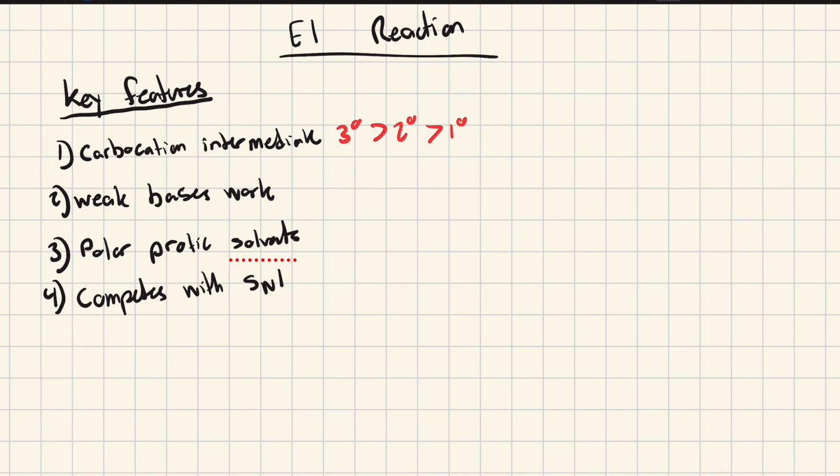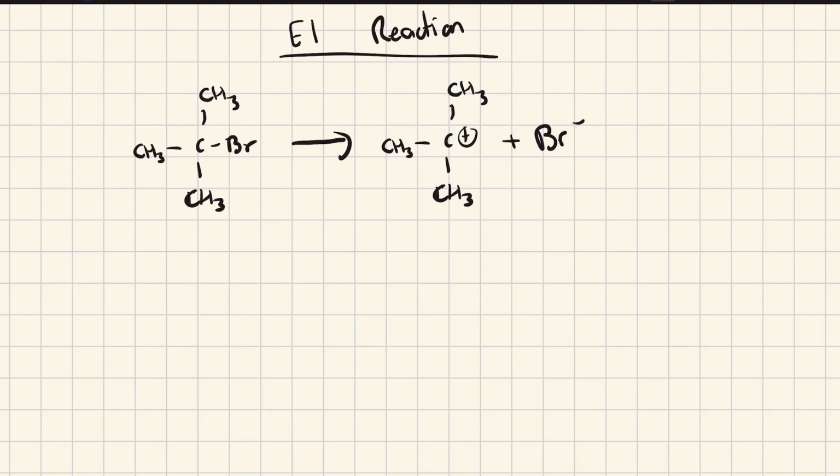Now the fourth key feature is that it competes with SN1. They both share the carbocation step, and with these conditions, we're often going to see a mixture of SN1 and E1. One more important feature of E1 reactions is that it follows Zaitsev's rule, which basically means that the more substituted alkene will be the major product. Let's look at some examples.